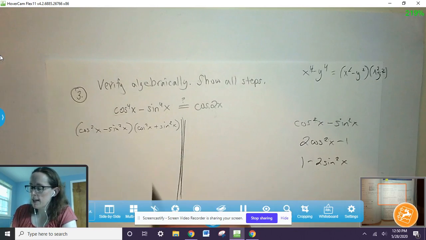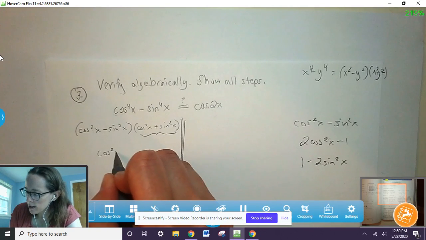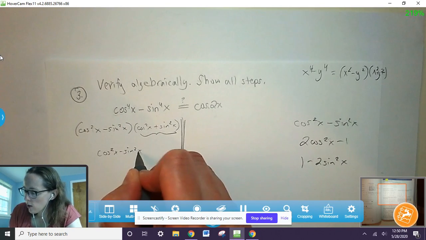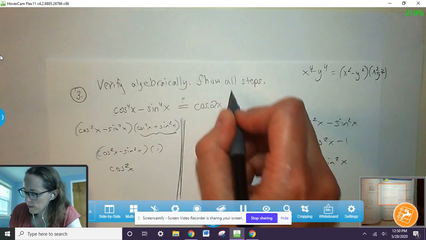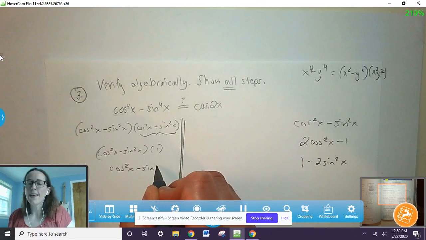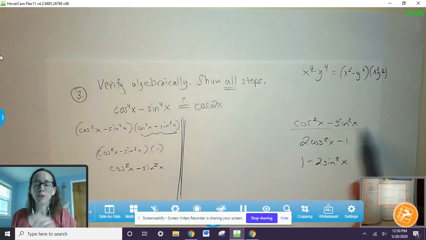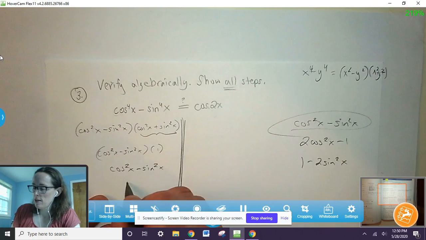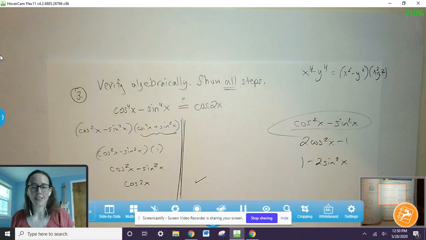Cosine squared plus sine squared x is 1 by a Pythagorean identity. So we have cosine squared x minus sine squared x. I'm going to go ahead and show that it's times 1 just to really show all my steps here. And then you have cosine squared x minus sine squared x, which is a new formula for you, but remember that that's equivalent to cosine 2x. So you can actually do this entire problem on the left-hand side and match the right-hand side.